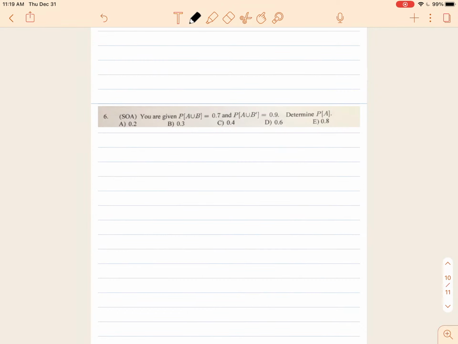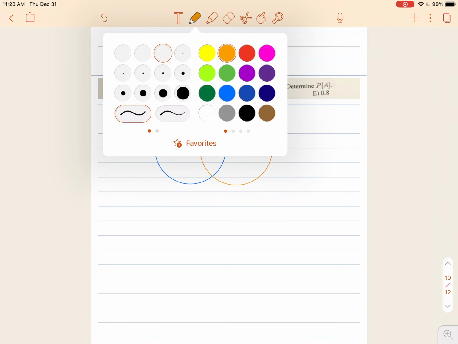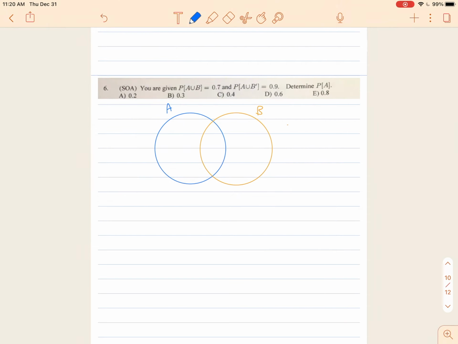You are given that the probability of A union B equals 0.7, and the probability of A union B complement equals 0.9. And we are asked to determine the probability of A. So I think the best way to do this is to draw a Venn diagram. I'm going to use colors for this one because I want to. We're going to make this one B, make this one A. Cool.